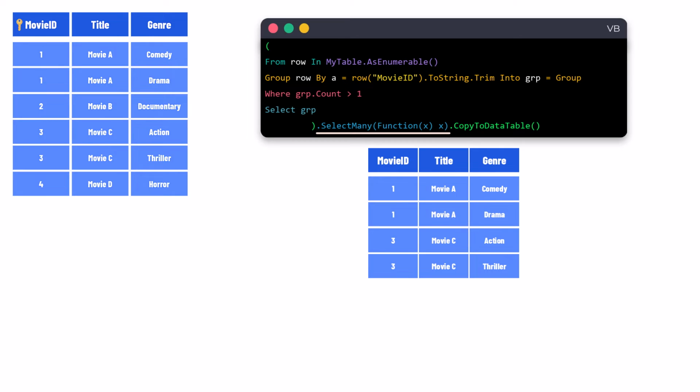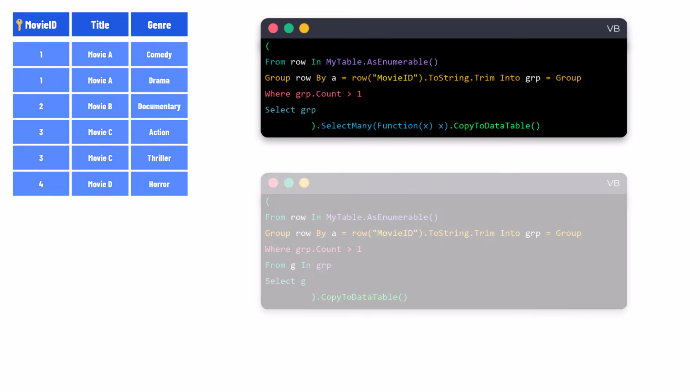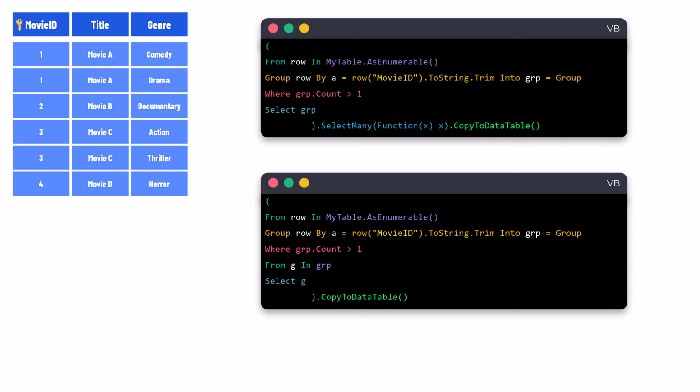The resulting collection, which is of type IEnumerable of DataRow, is then converted into a data table using the CopyToDataTable method. This approach yields a data table that includes only the duplicate rows. Without SelectMany, the result would be a collection of groups, each containing different rows. It's also possible to achieve the same outcome without using SelectMany. The alternative query is structured as follows.